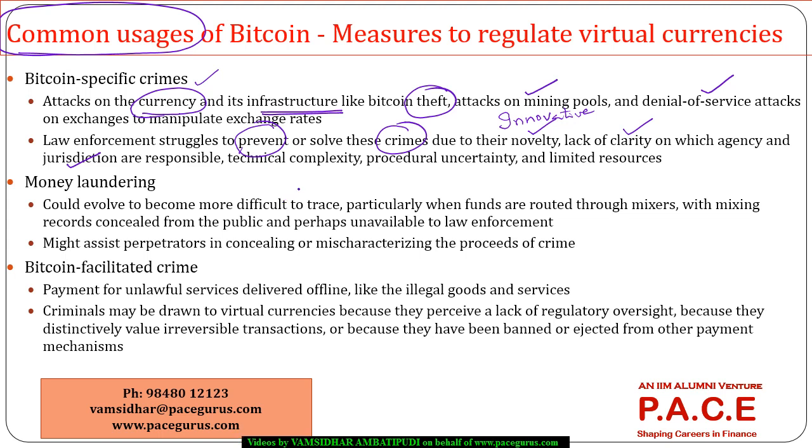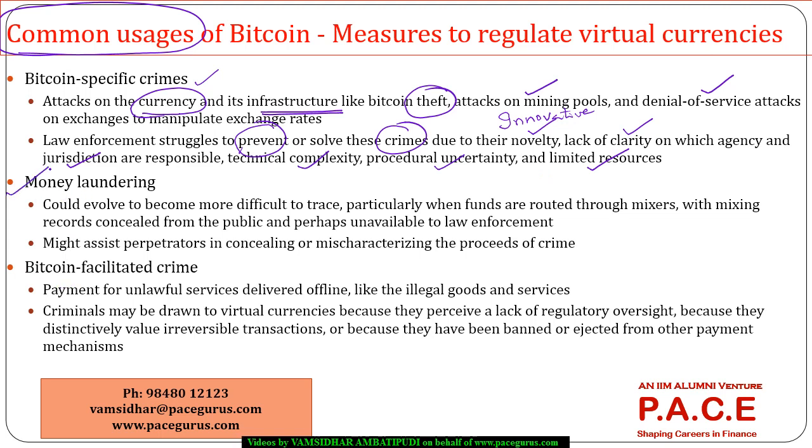So there are a huge number of crimes that are coming up. The process is technically complex, so evaluating it is much more difficult. The procedures which are used are very, very uncertain, which is making things even more difficult. And even from the resources perspective, because it is a very new technology, the resources who can really understand the criminal activities going on in this process are also very, very limited. So there is a need to work on this aspect and regulate the virtual currencies.